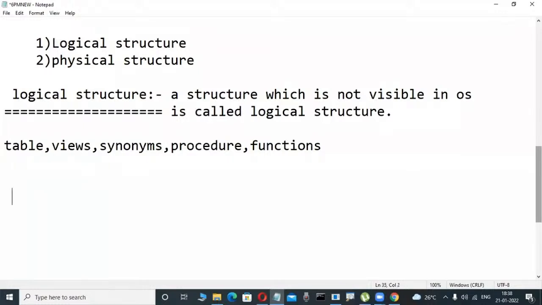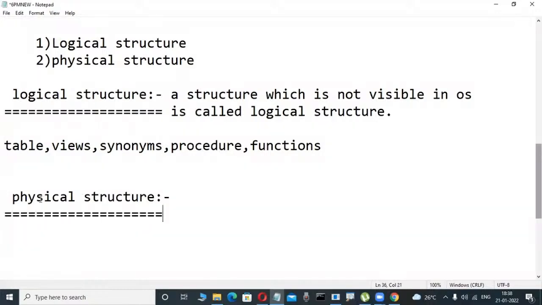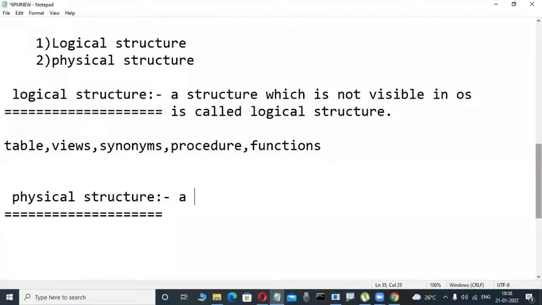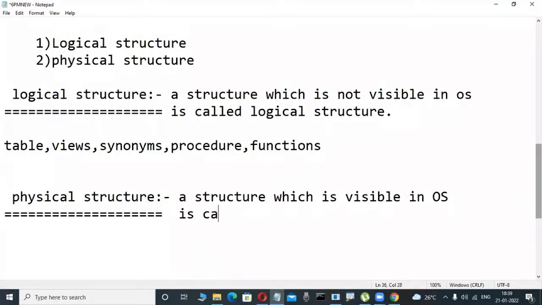Now observe here. What is the physical structure? Don't write it down, just roughly observe. Now it is the opposite. A structure which is visible in the operating system, in the OS, is called the physical structure.